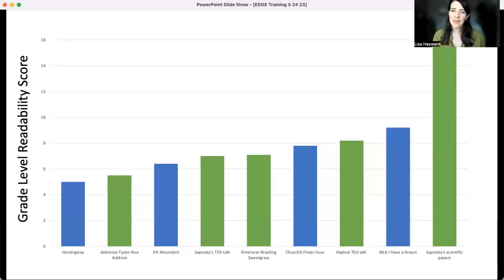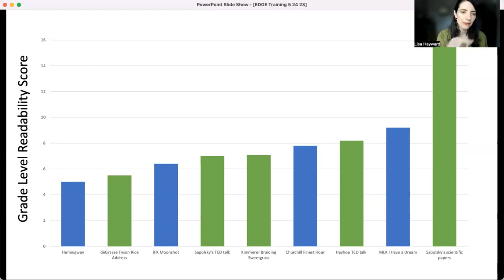So let's look at the masters of oration and science communication. I have the science communicators in green, and we can look at these in terms of grade level readability score. This is a little bit counterintuitive because the lower the score here, the higher the readability. Grade level means the grade level for which the communication is appropriate.